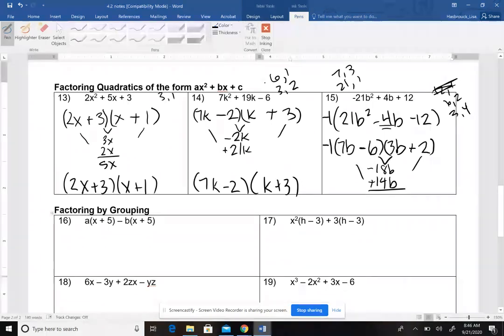We just want to make sure it is -6 times +2 and -12 at the end, and it is. So our final answer is going to have that negative sign in front. It can either be a negative or -1, up to you, times 7b minus 6 times 3b plus 2. And that's it for that problem.